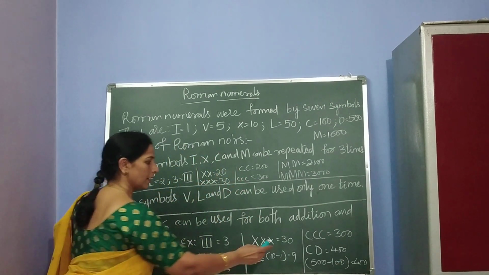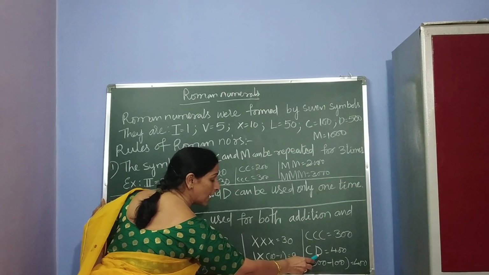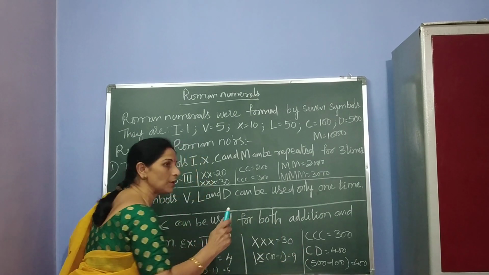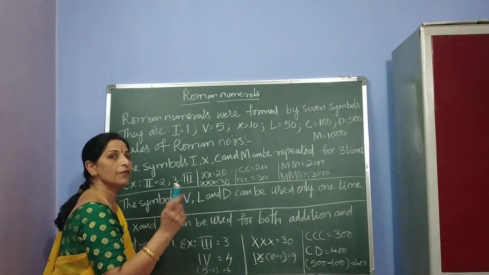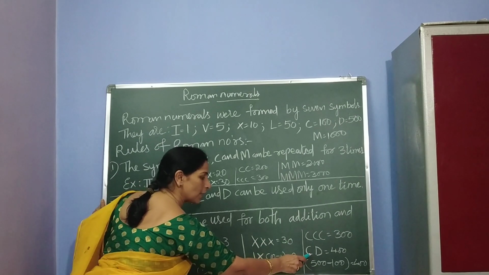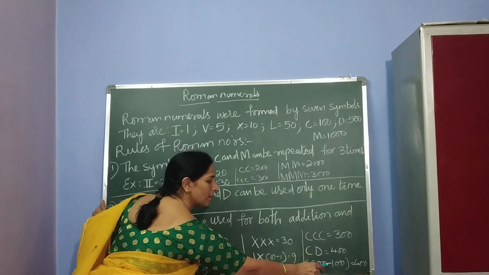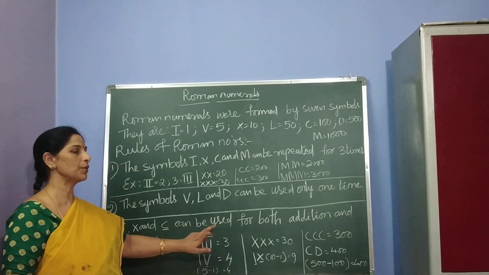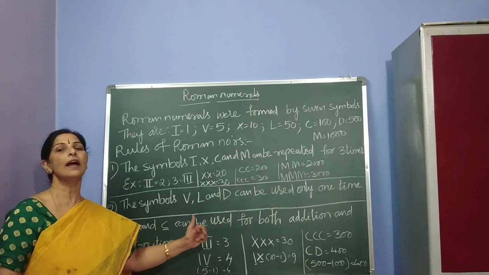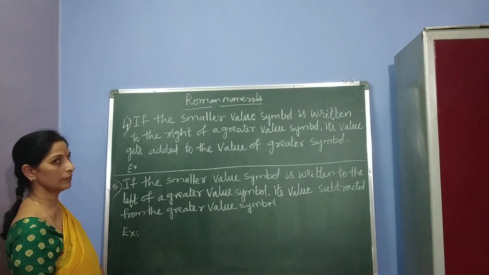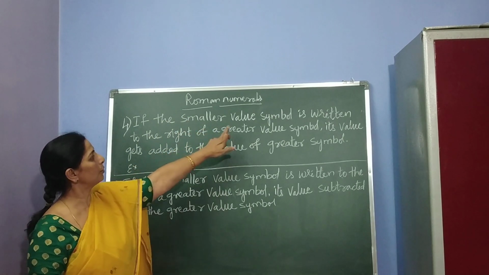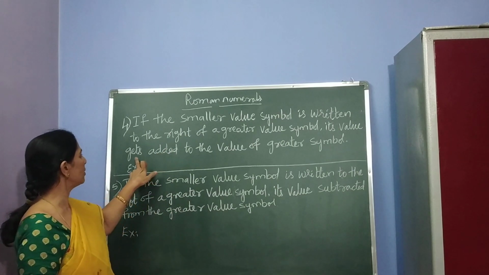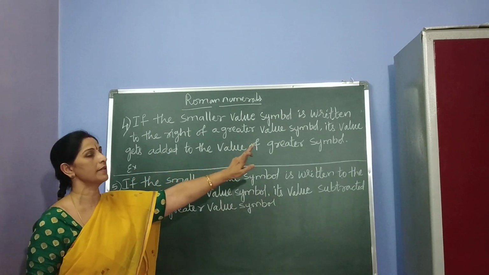Is it clear, children? Here, D's value is 500, C's value is 100. So when the smaller value is written to the left of the greater value, we should subtract the smaller value from the greater value. 500 minus 100, 400. So I, X and C can be used for both addition and subtraction. If the smaller value symbol is written to the right of a greater value symbol, its value gets added to the value of the greater symbol.